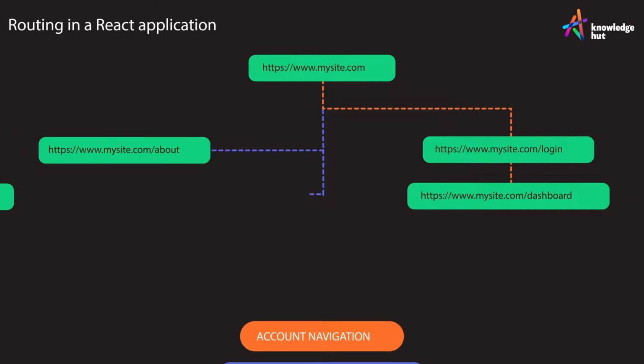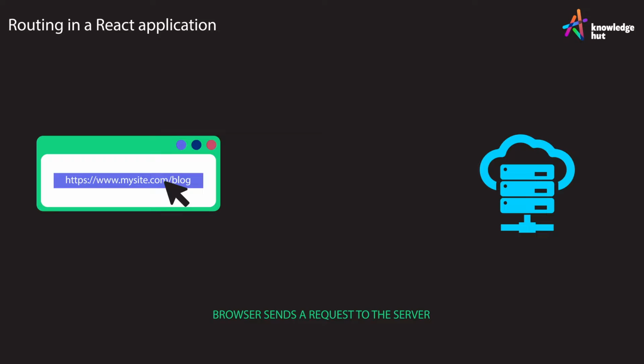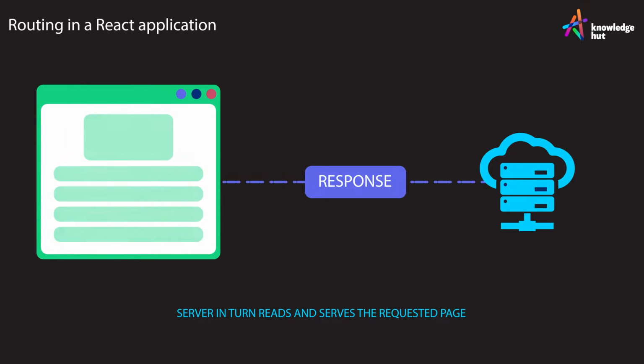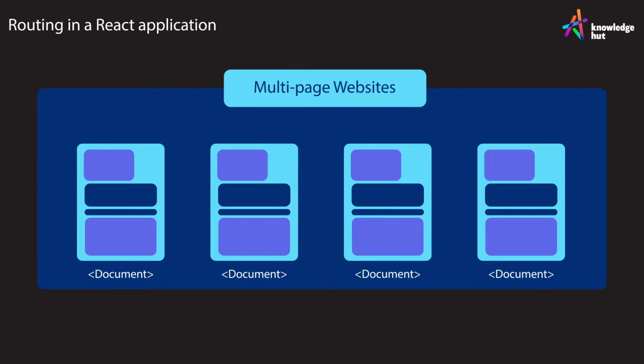On the other hand, the homepage may also take you to a corporate information page, a blog, a contact us page, and more. When you click on a link to access one of these pages, your browser sends a request to the server, which in turn reads and serves the requested page. These are multi-page sites. This is how the internet has been ever since its inception.